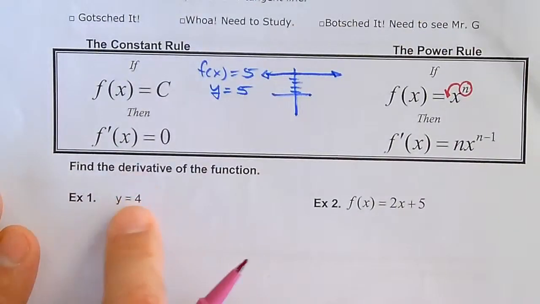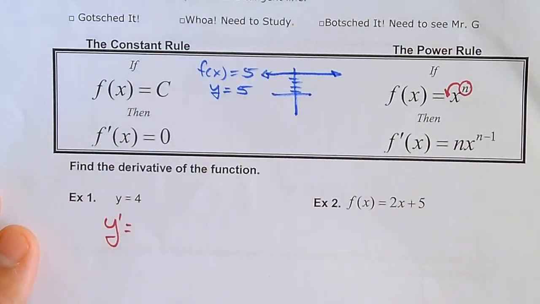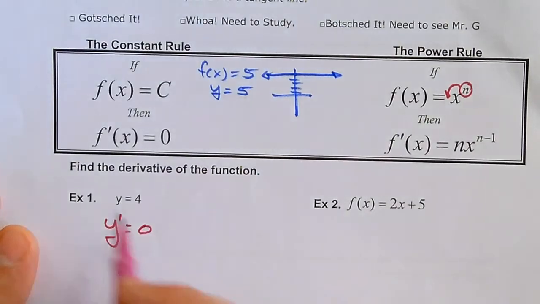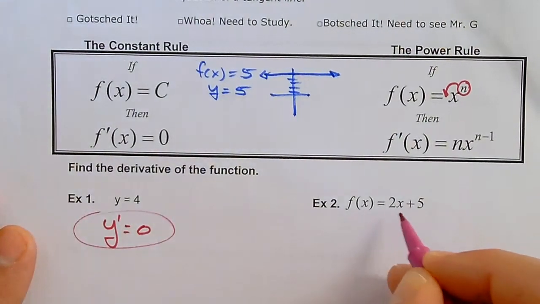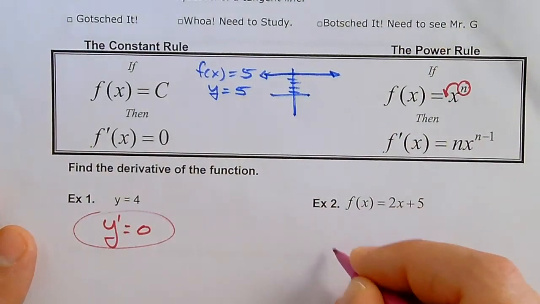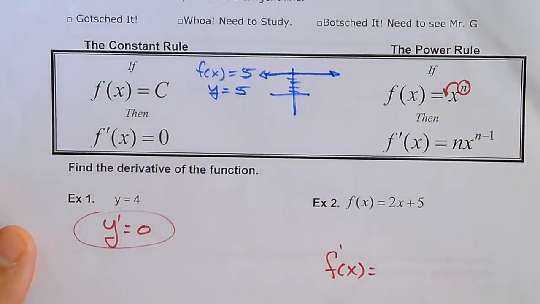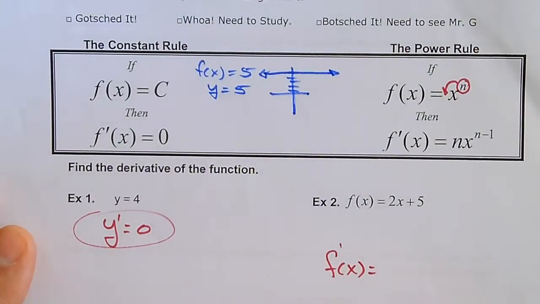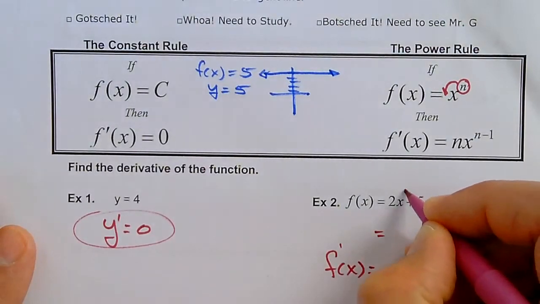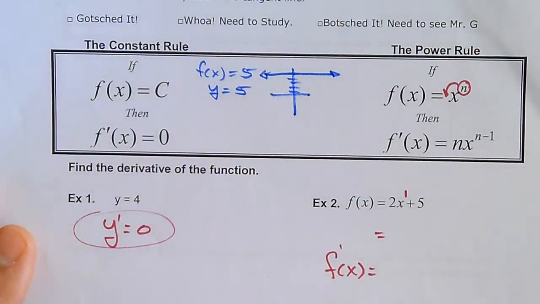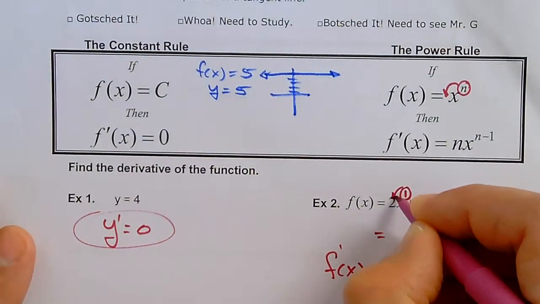I have a constant. What is y prime? What's its slope? 0. Done. That was easy. I take a look at the next one. I have f of x equals 2x plus 5. My final answer, I'm going to get the derivative of f of x. First thing I'm going to do is do a little work here. Think of this as 2x to the first. If you're using the power rule, this is kind of like the idea. You're going to bring this power down and multiply.